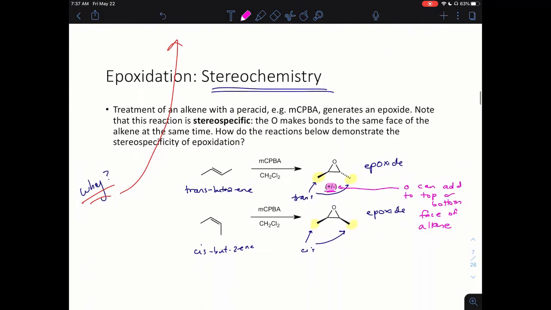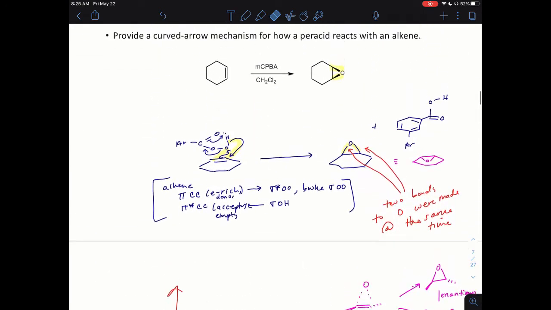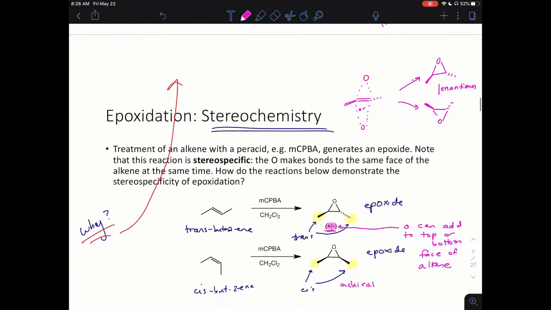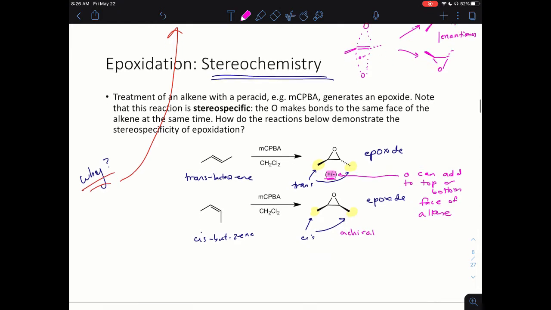So for example, if trans-2-butene undergoes epoxidation, it does generate a chiral epoxide, which will be formed as a racemic mixture. Cis-2-butene made an achiral epoxide, just like in the previous example, but I can assure you epoxidation happened to both the top and bottom faces of cis-2-butene. You just can't tell the difference between the two possibilities because they're the same. This is an achiral molecule.